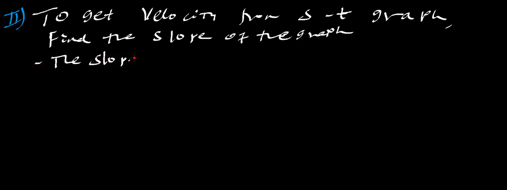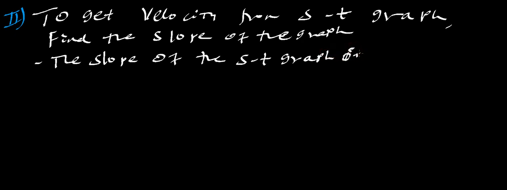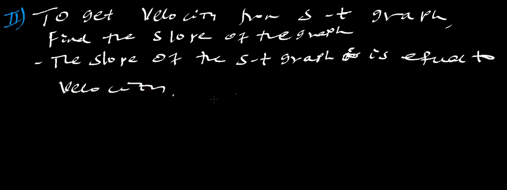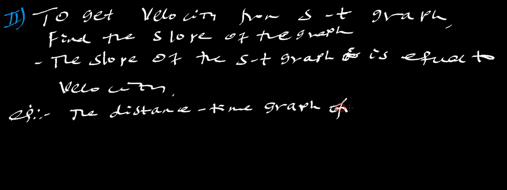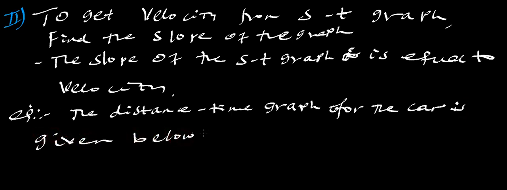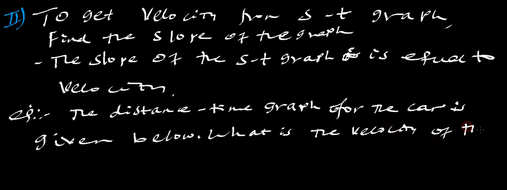Therefore, the slope of the distance time graph is equal to velocity or speed. Let's see an example. For example, the distance time graph for the car is given below. What is the velocity of the car from the graph?